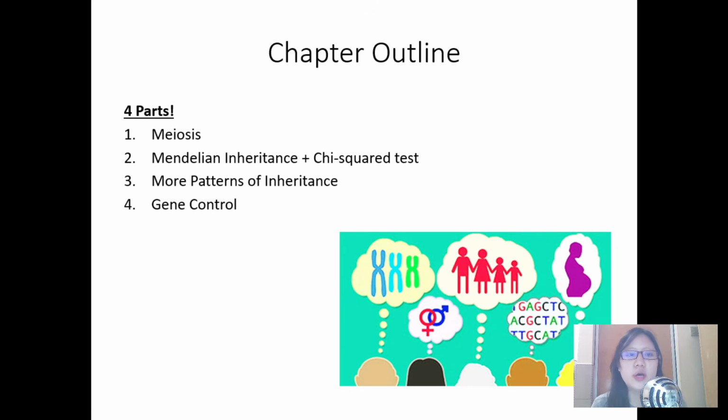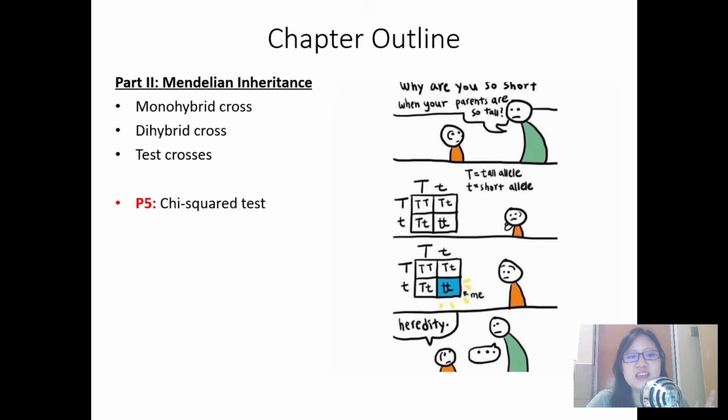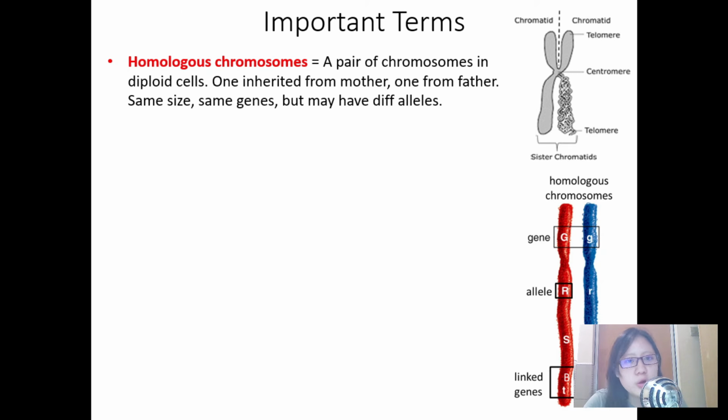But before we go into the first part today, which is meiosis, we are going to go through some important terms. Okay, some of these are revision, but we're going to add a few new terms here as well. So here we go. Number 1, homologous chromosomes. Homologous chromosomes are a pair of chromosomes. Easy. One is inherited from the father, one is inherited from the mother, usually represented in red and blue like this, but not always.